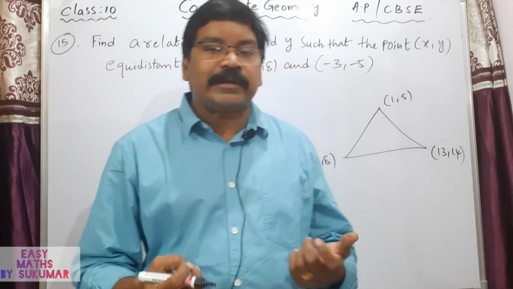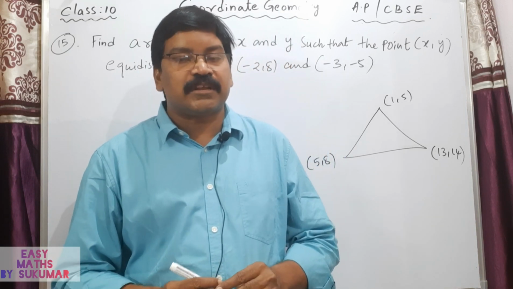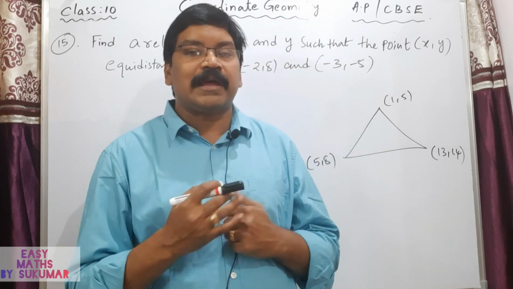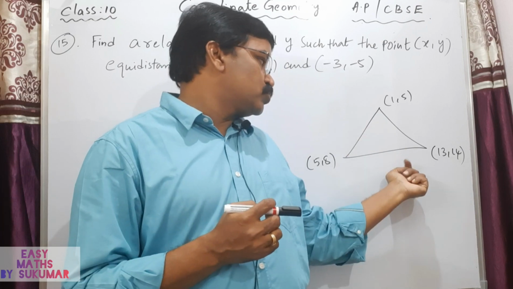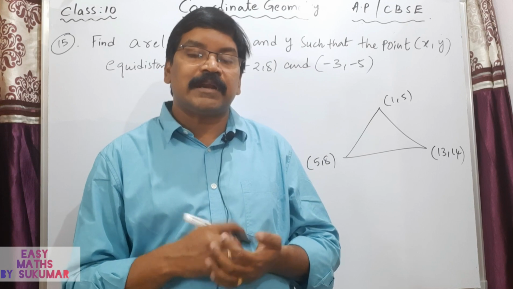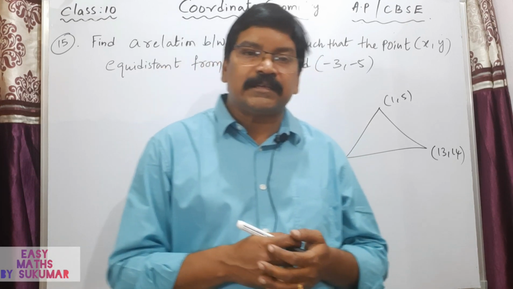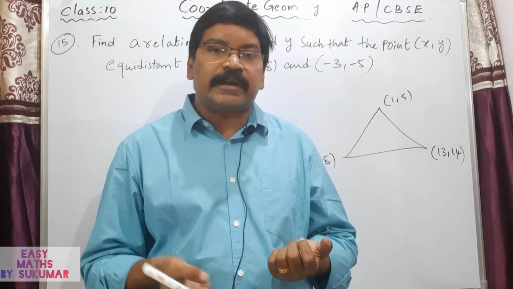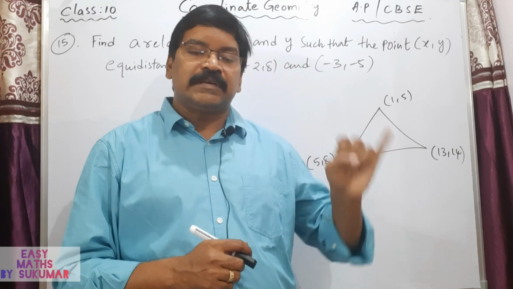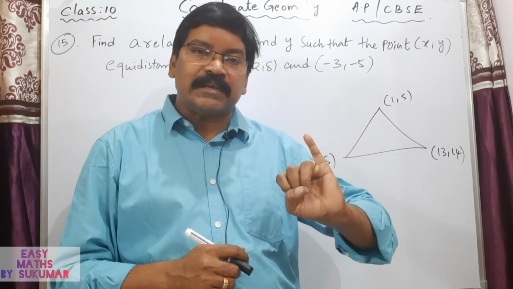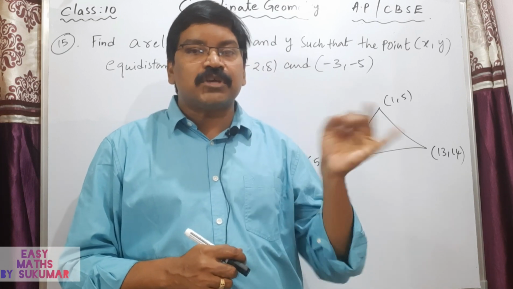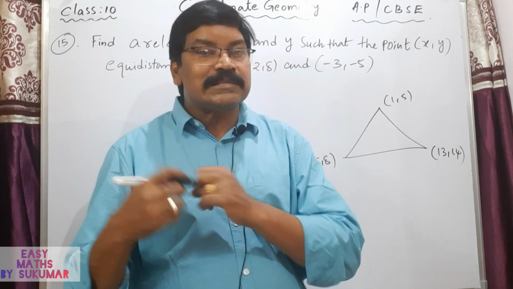When can you draw a triangle? When the three vertices are given. We must learn the properties of a triangle to solve this 14th question. What are the properties of a triangle? The first property is the sum of any two sides of a triangle is greater than the third side. And the second property is the difference of any two sides of a triangle is less than the third side.